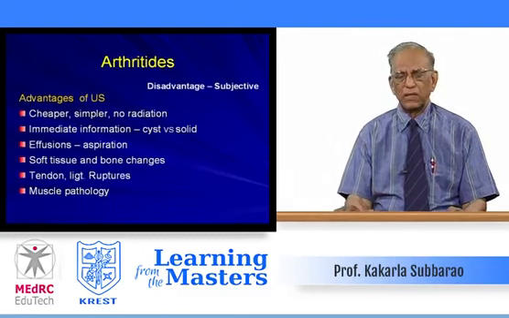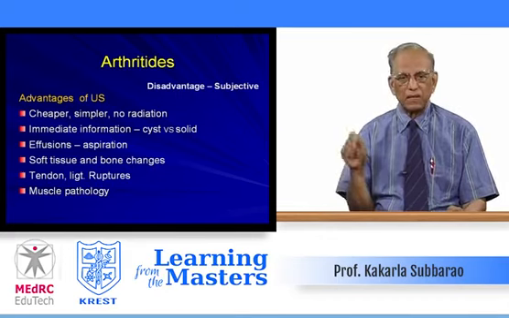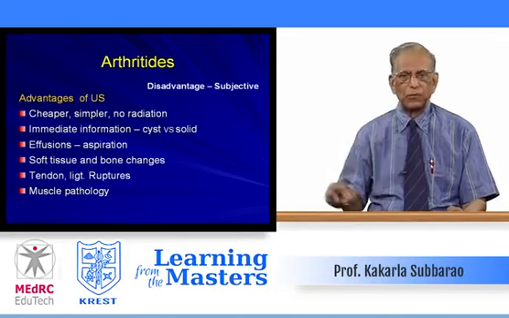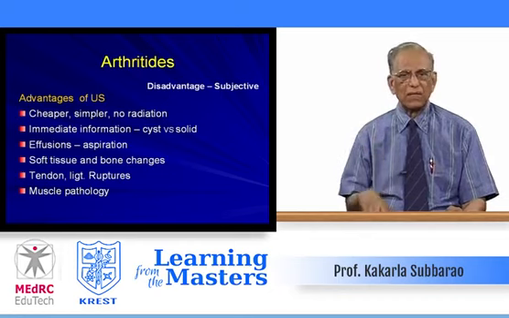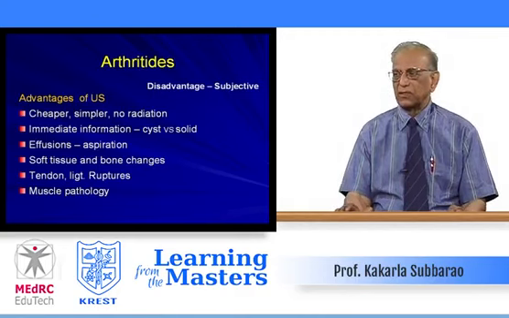Now, in all the various types of arthritis, what are the advantages? Mostly we have only advantages. The only disadvantage is that it is subjective. That means the doctor has to be with the patient in order to do it, whereas in conventional radiography, CT, MRI, the imaging technologist or the radiographer can do it and show the pictures monitored by the particular radiologist. Advantages: cheaper, simpler, and no radiation.